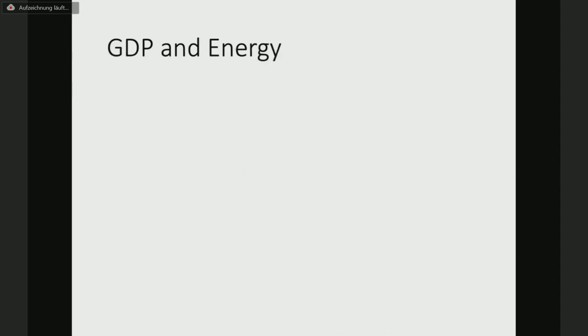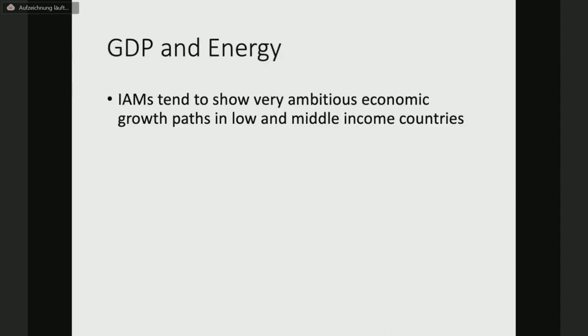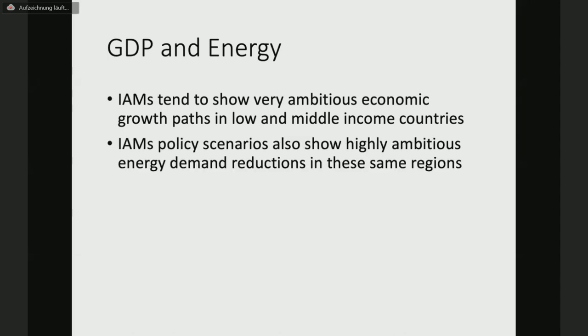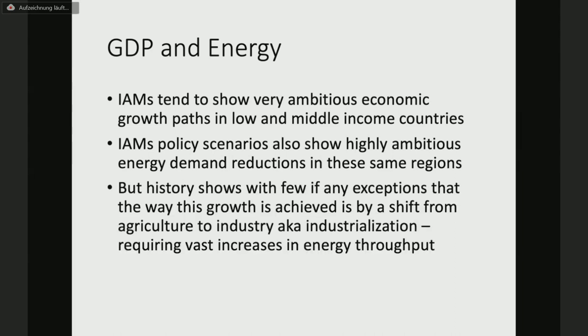And IAMs by and large tend to show very ambitious economic growth paths in low and middle income countries. And then in policy scenarios, they also show highly ambitious energy demand reductions in these same regions. It's of course one of the main pillars of mitigation. But history shows, with few if any exceptions, that the way this economic growth is achieved is by a shift from agriculture to industry, also known as industrialization. And that requires vast absolute increases in energy throughput, okay?